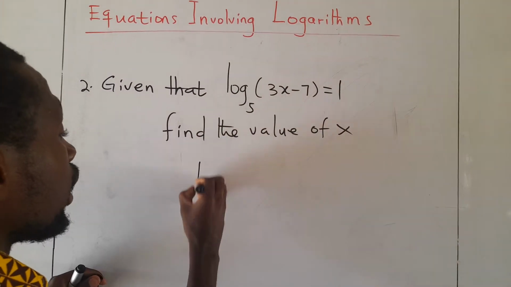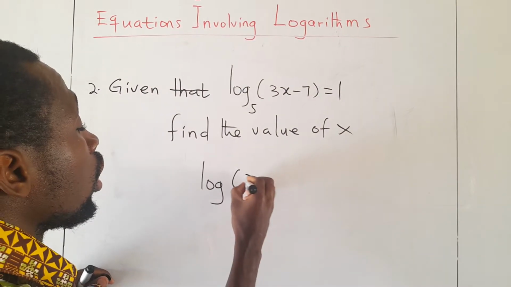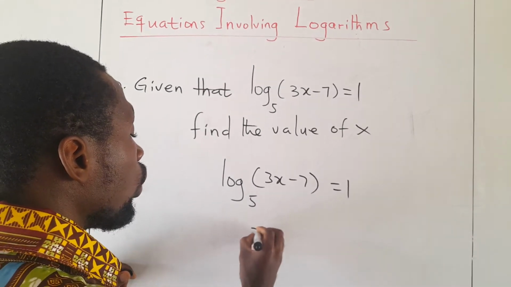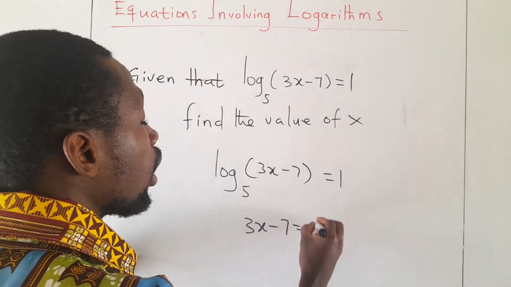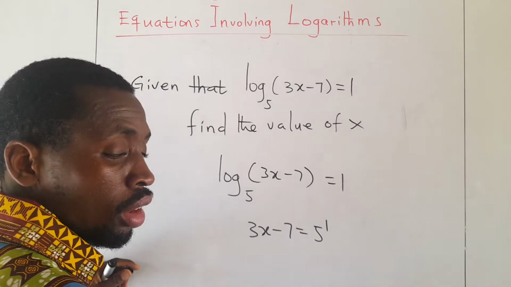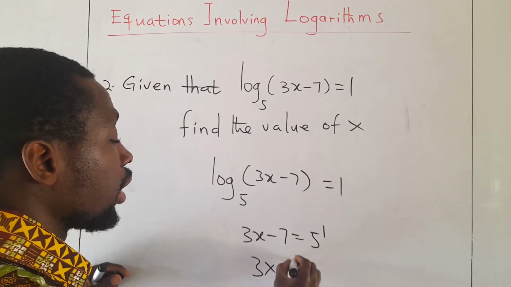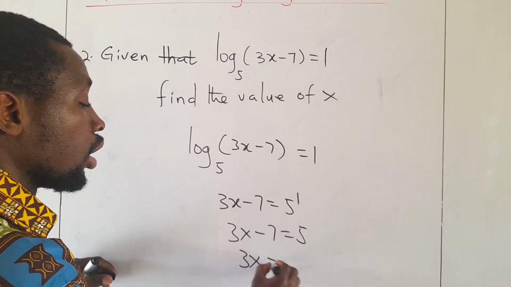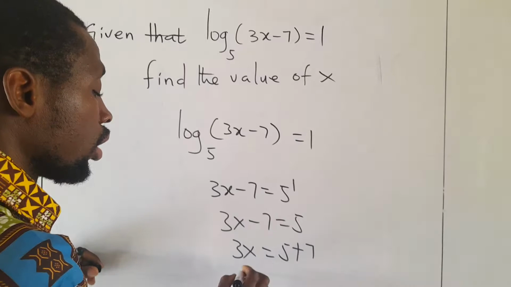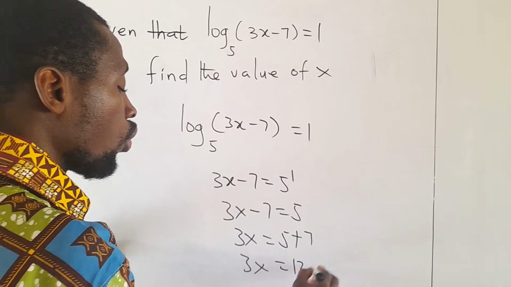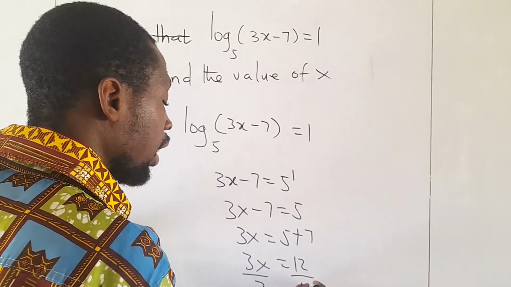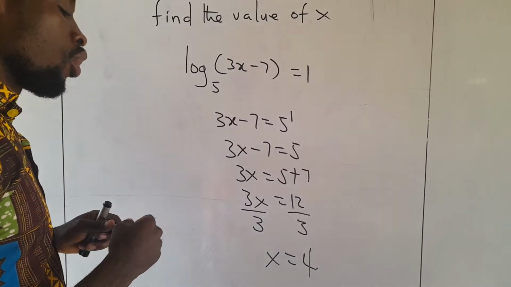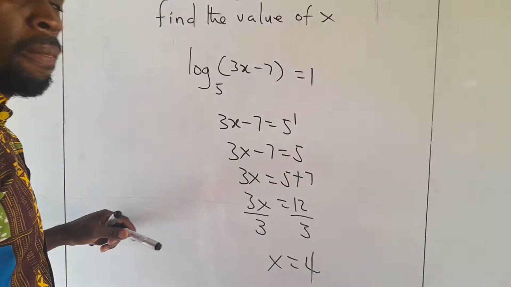Using the property again, if you have log of 3x minus 7 base 5 is equal to 1, you can say 3x minus 7 is equal to 5 exponent 1. So 3x minus 7 equals 5, 3x is equal to 5 plus 7, 3x will be equal to 12. Dividing both sides by 3, x is equal to 4. I hope we had 4. So the correct answer is 4.